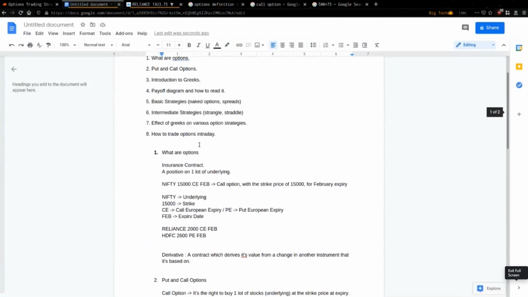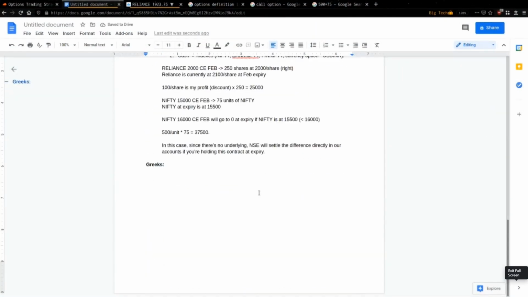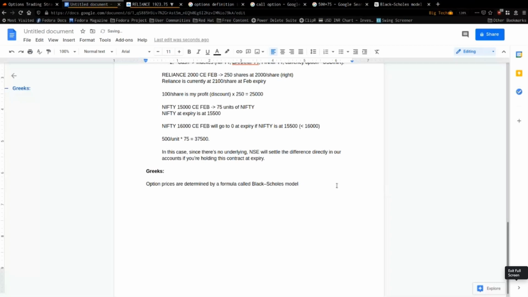So what's the next thing? Next thing is Greeks. For any option, how is the price determined at any given point of time? It's determined by a formula. This particular formula has four Greeks, which are constants.